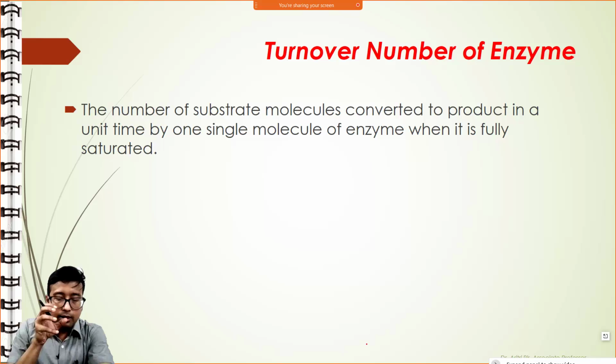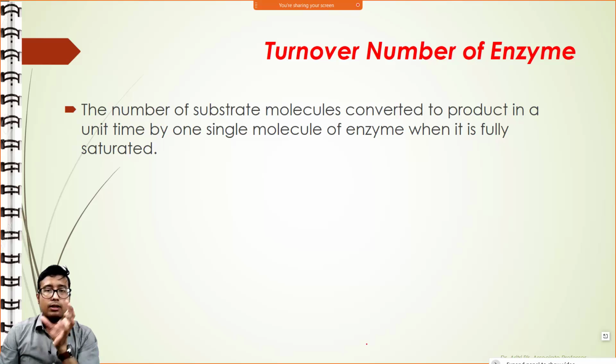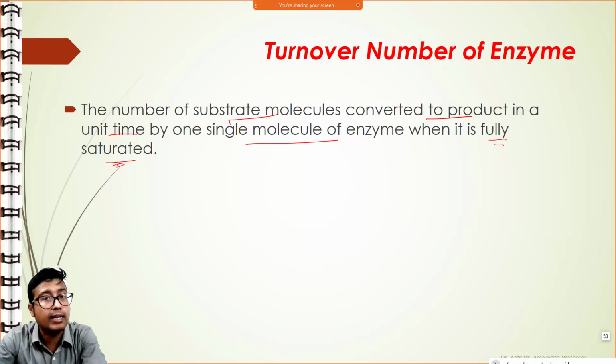Basically, it's the activity of an enzyme, or the number with which we can understand the activity of an enzyme. Now what is the role of the enzyme? The role of the enzyme is to convert substrate to a product, right? And in what time is it converting a substrate into a product? Per unit time. So it is the number of substrate molecules converted to a product in a unit time by one single molecule of enzyme when it is fully saturated. Very important, fully saturated. We are considering Michaelis-Menten kinetics. So fully saturated means substrate concentration is much higher than the enzyme concentration.